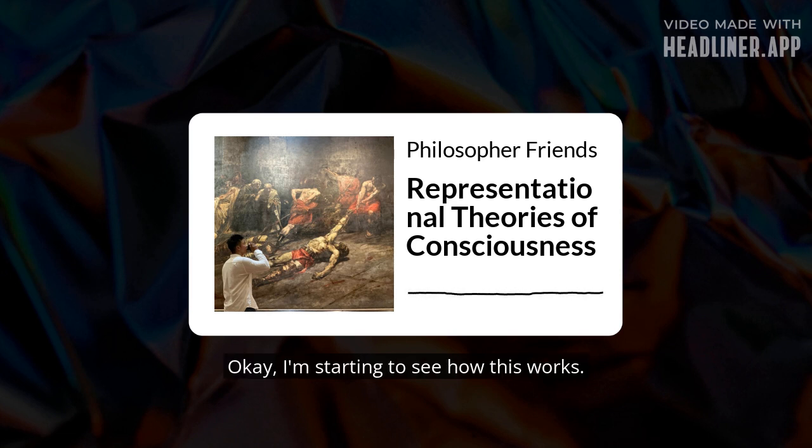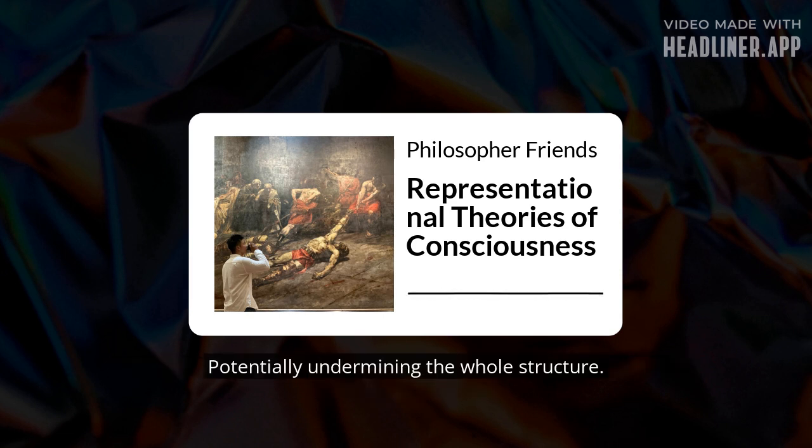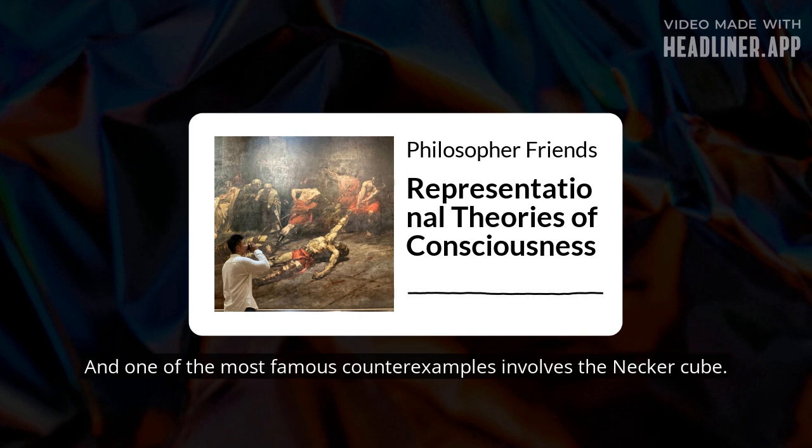Okay, I'm starting to see how this works. Yeah. So these counterexamples are like little cracks in the foundation of representationalism, potentially undermining the whole structure. That's a great analogy. And one of the most famous counterexamples involves the Necker cube.